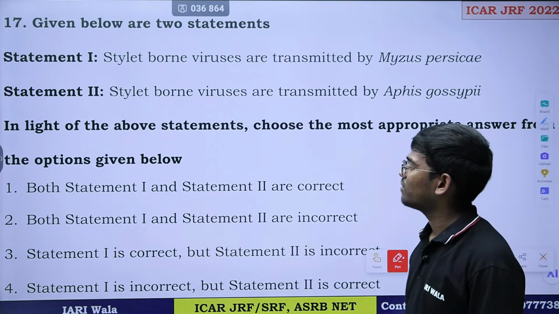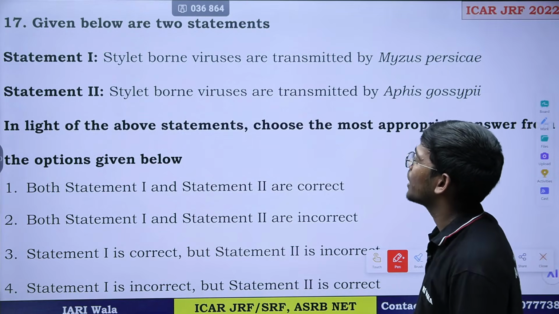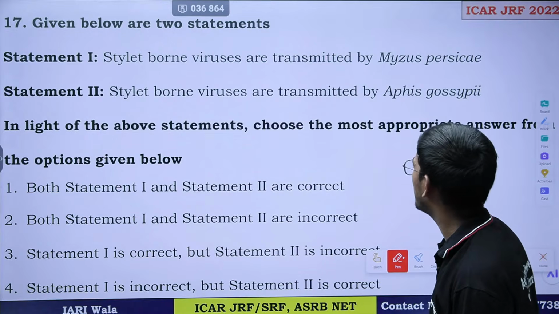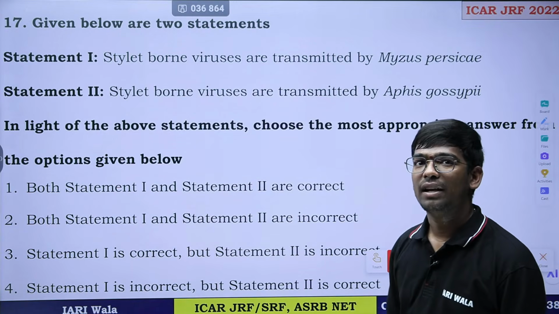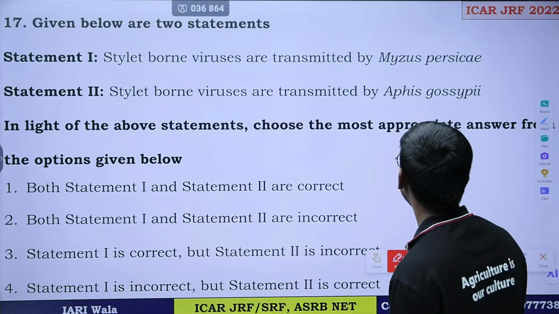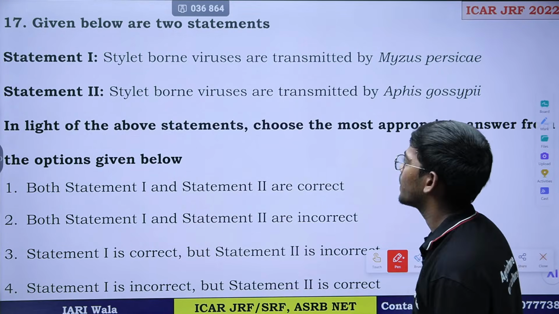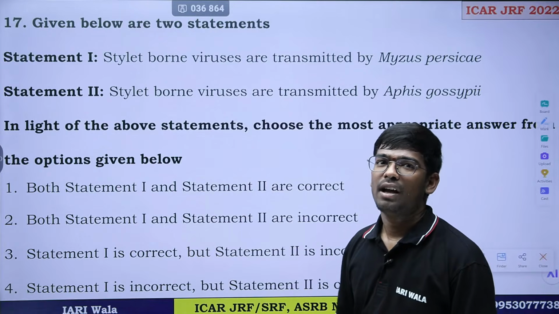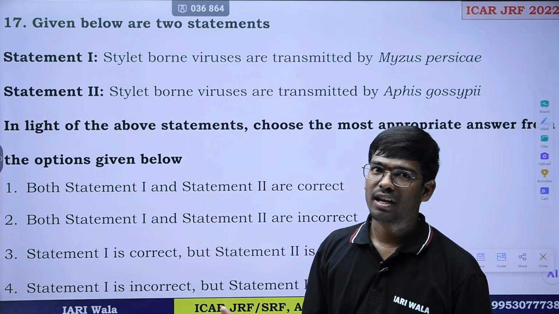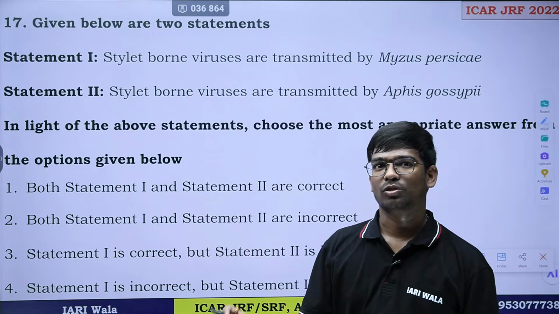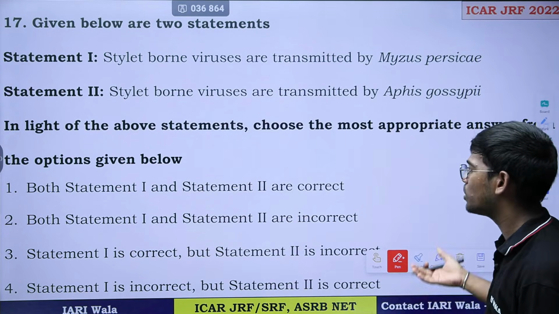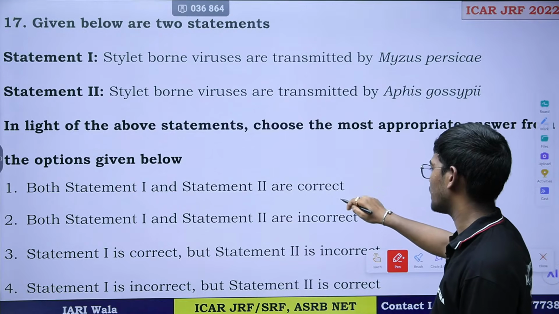So while coming to the 17th question, given below are two statements. Statement 1 is stylet-borne viruses are transmitted by Myzus persicae, and statement 2, stylet-borne viruses are transmitted by Aphis gossypii. Okay, both are aphid species, and we said stylet-borne viruses are mostly transmitted by aphids. So any aphid can transmit. So here both statement 1 and statement 2 are correct. Okay.